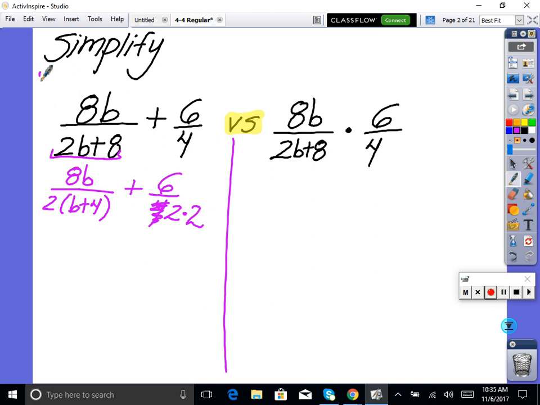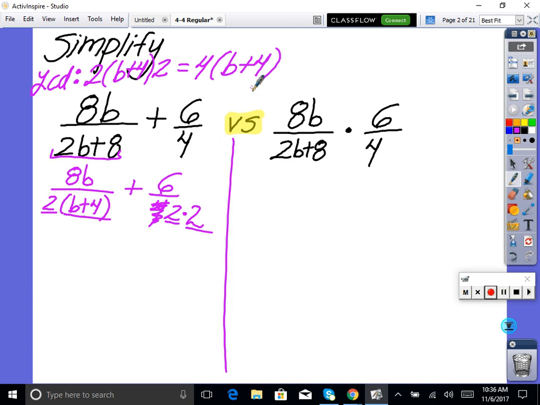Okay, let's find the least common denominator. What do they have in common? A 2, so we're good with that 2 and that 2. And then what else, though? What's not underlined? We need a b plus 4, don't we? And what do we need here? Another 2. What's 2 times 2? 4. So we need our denominators to be 4 and b plus 4. Does everybody see how I found that?